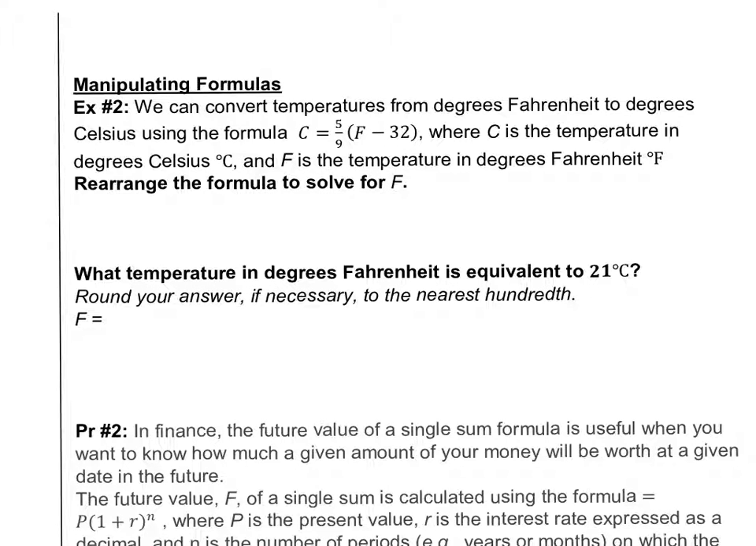Okay, so now we're just manipulating formulas. That just means we're using our algebra skills to get variables where we want them to be. So, example 2: we can convert temperatures from degrees Fahrenheit to degrees Celsius using the formula C equals 5/9 times (F minus 32), where C is the temperature in degrees Celsius and F is the temperature in degrees Fahrenheit. This is a useful little formula.